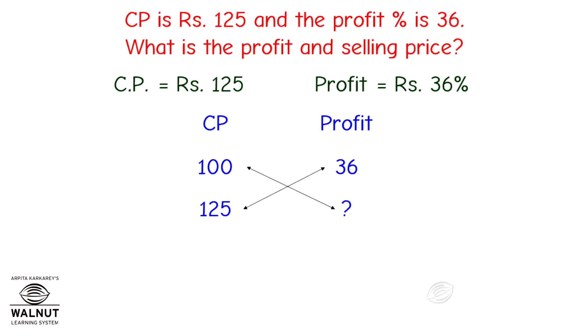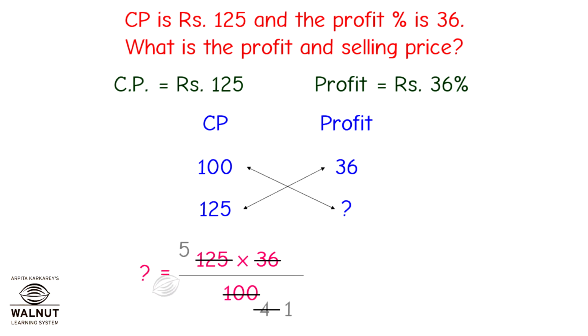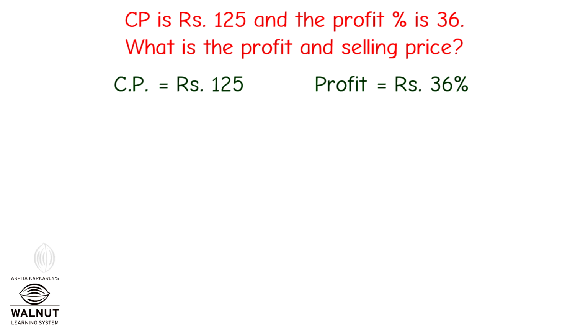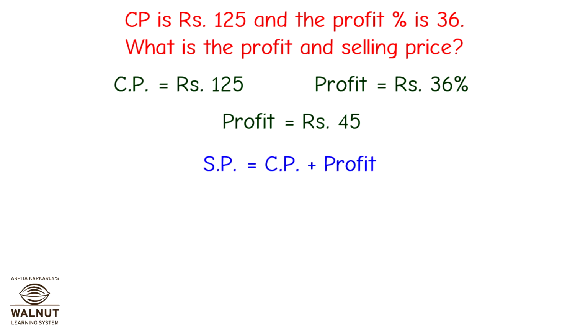Doing cross multiplication, we get question mark is equal to 125 into 36 divided by 100. We simplify this and we get 5 multiplied by 9 is equal to 45. So, on rupees 125, the profit is rupees 45. Now we know the cost price and the profit. So, we can easily find the selling price by adding the CP to the profit. Selling price is equal to cost price plus profit. That is equal to 125 plus 45, which gives us rupees 170. That is the selling price.